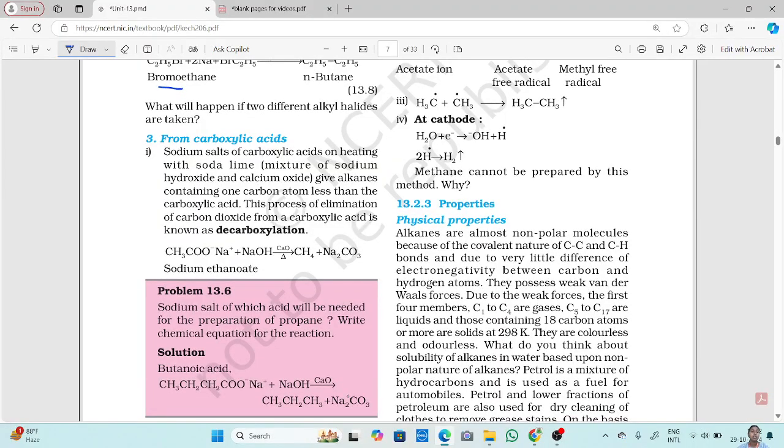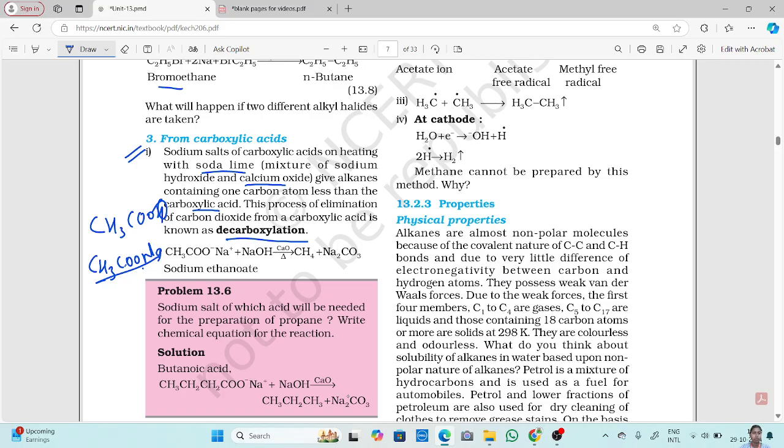Now next one is from carboxylic acid. Now how will you prepare from carboxylic acid? First one is sodium salt of carboxylic acid on heating with soda lime, a mixture of sodium hydroxide and calcium oxide, gives alkanes containing one carbon atom less than the carboxylic acid. This process of elimination of carbon dioxide from carboxylic acid is known as decarboxylation. Now, what is this? You have a sodium salt of carboxylic acid. What is a carboxylic acid? CH3COOH. In place of H, when you add sodium, that is CH3COONa, this is the sodium salt of carboxylic acid.